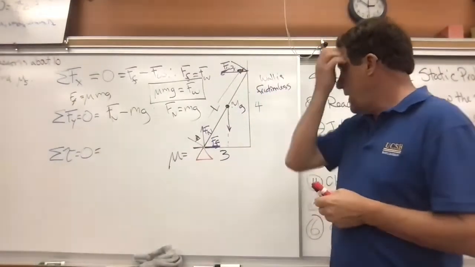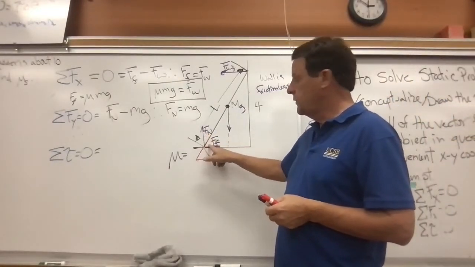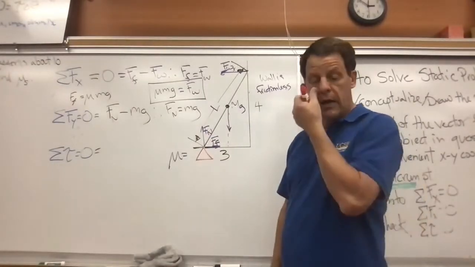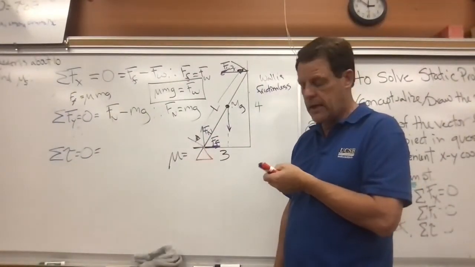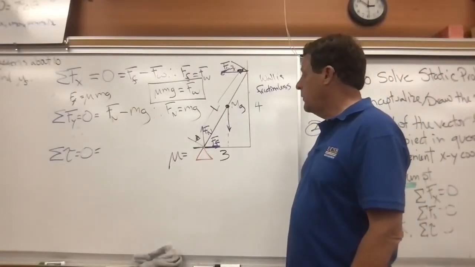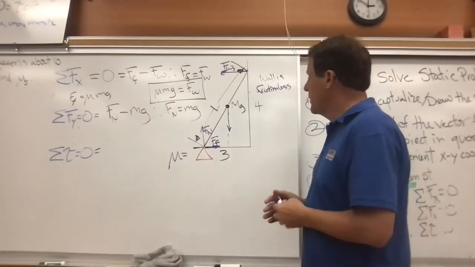Okay, now that means that this force and this force are going to have 0 torque because we put it at a radius of 0. Okay, so now we want to do the sum of the torques.